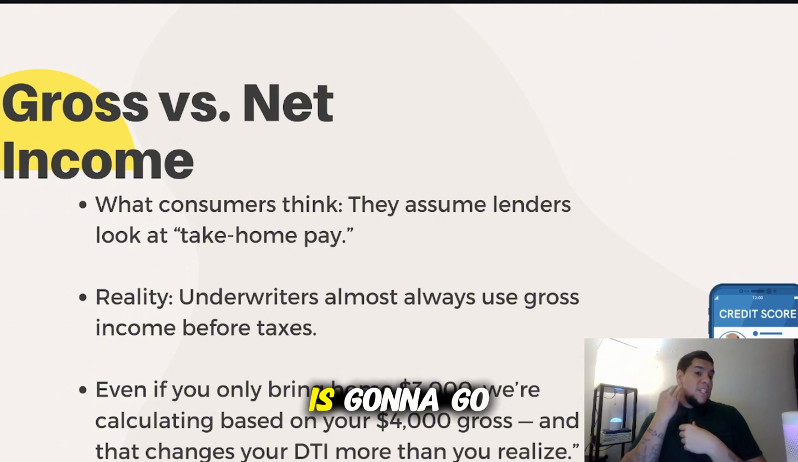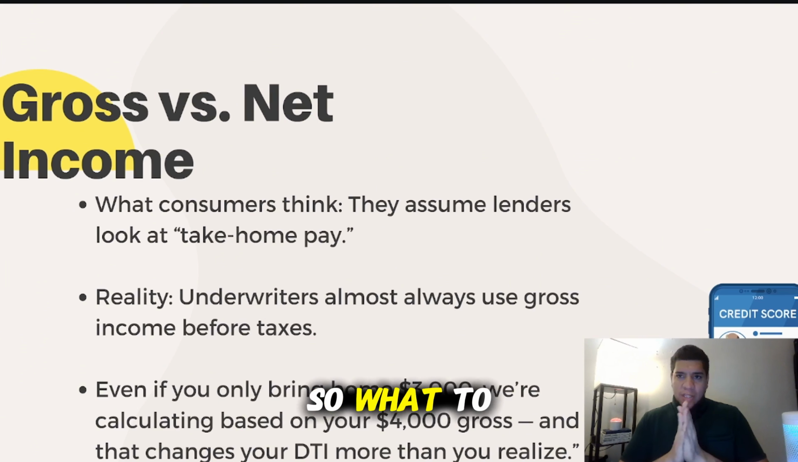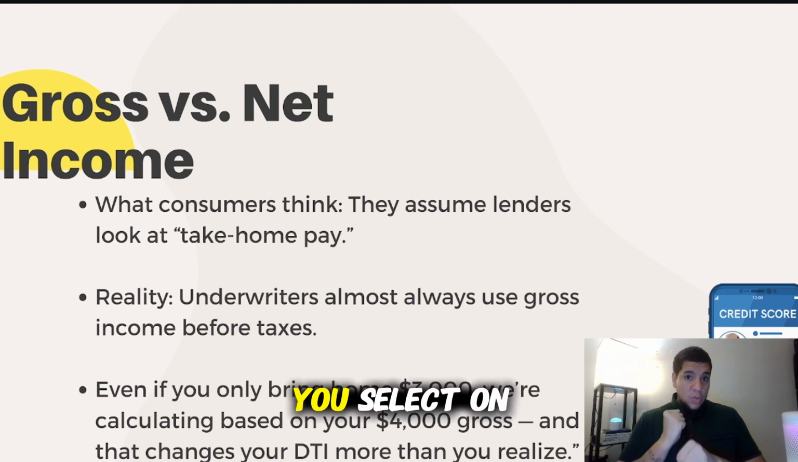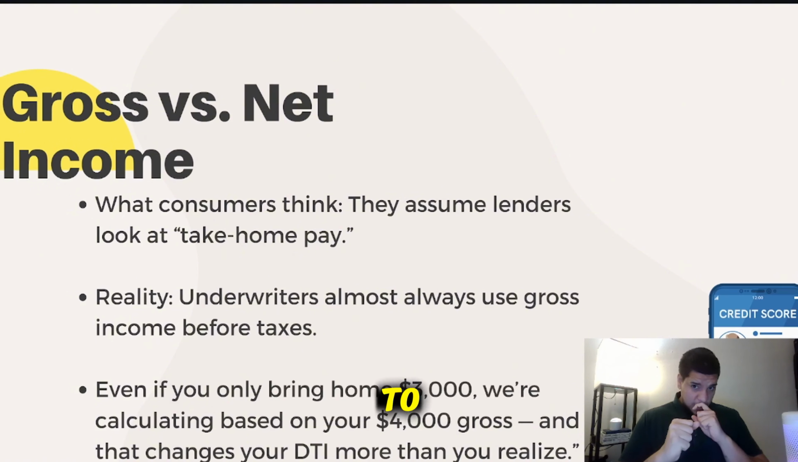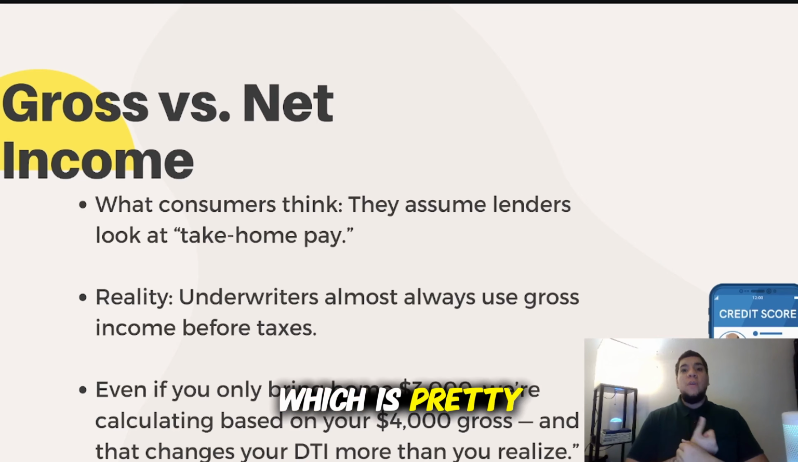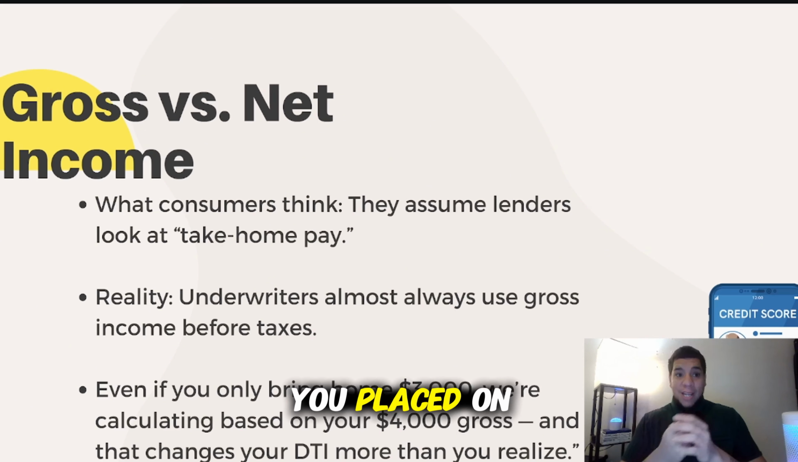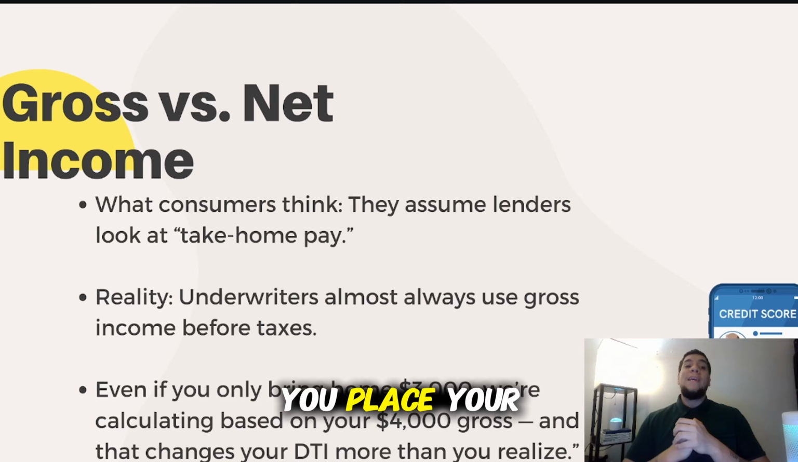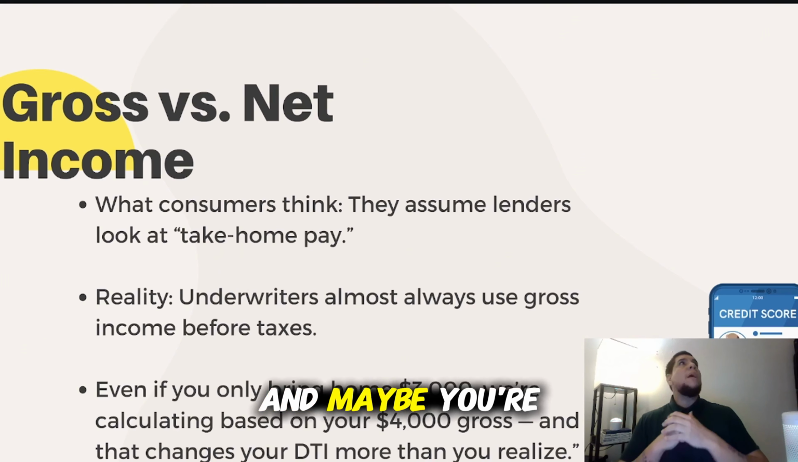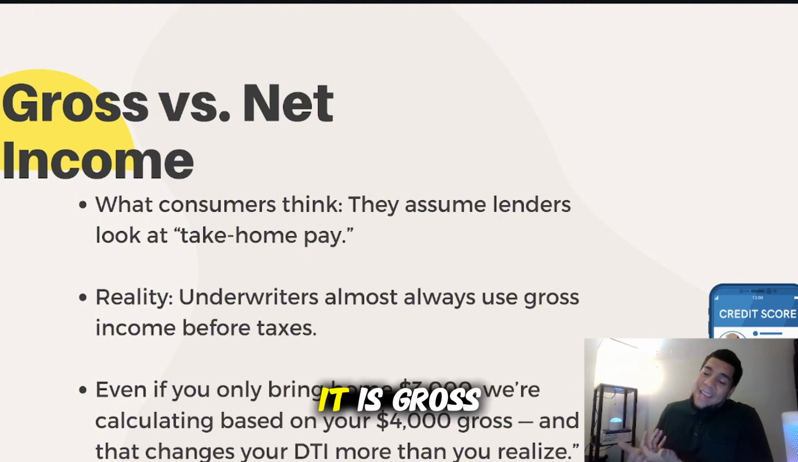Okay, so the first one is gross versus net. Let me tell you how this ties into your debt to income. Depending on what you select on your application is what is going to determine the pre-approval, which is the beginning decision on whether we're going to give you a loan based off the parameters and the information you placed on there. So make sure you place your gross and your net. And maybe you're thinking to yourself, what is gross? That sounds gross.